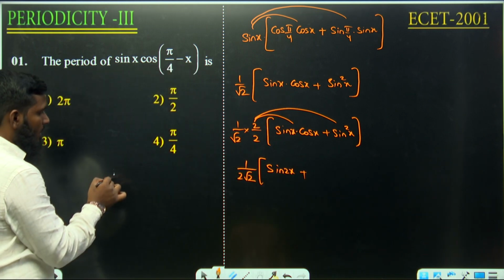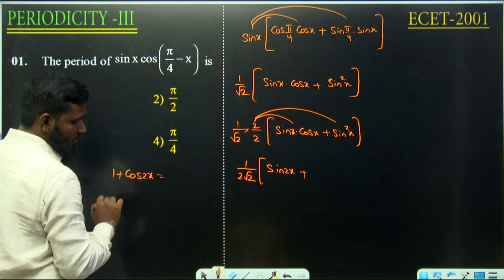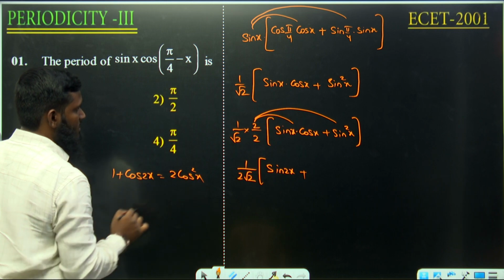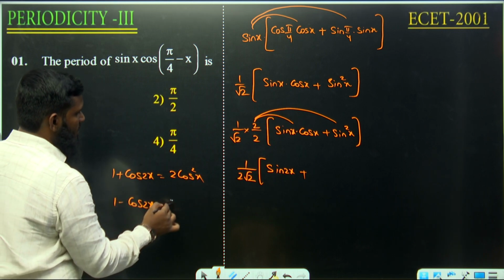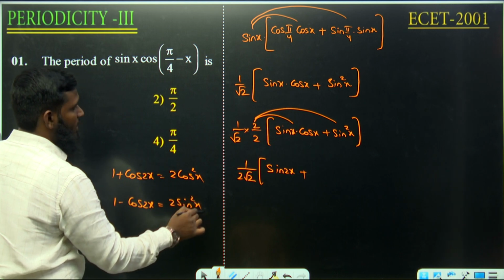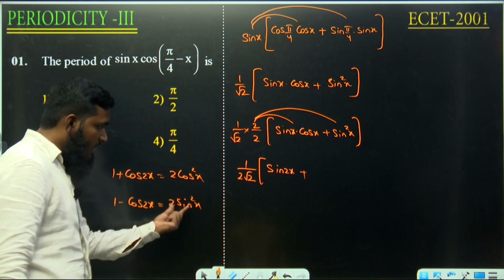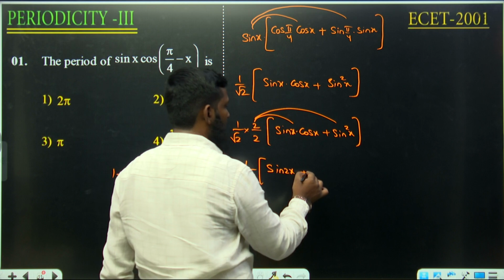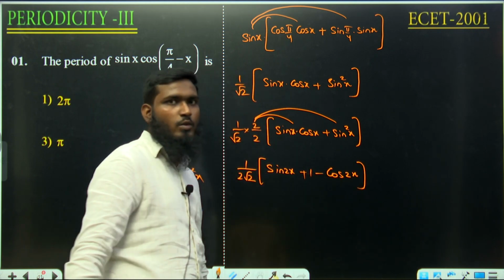So we are having one formula like 1 plus cos 2x. 1 plus cos 2x is equal to what? 1 plus cos 2x is equal to 2 cos square x. Okay. Now similarly 1 minus cos 2x. 1 minus cos 2x is equal to 2 sin square x. Okay. So if you multiply this 2 over here, it will become 2 sin square x. In the place of 2 sin square x, what can we write? 1 minus cos 2x. So we are writing this part as 1 minus cos 2x. So we have converted into this part.